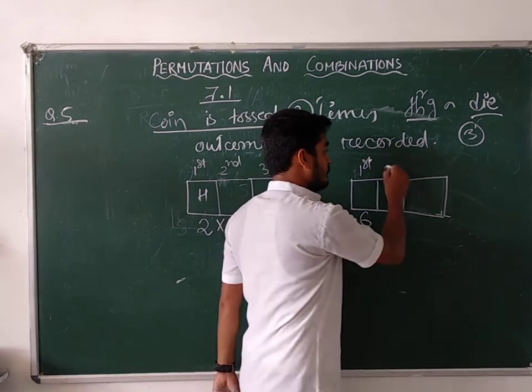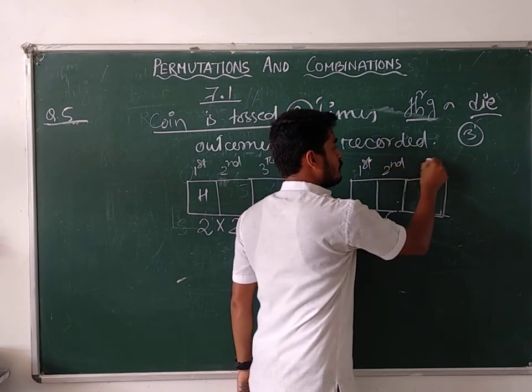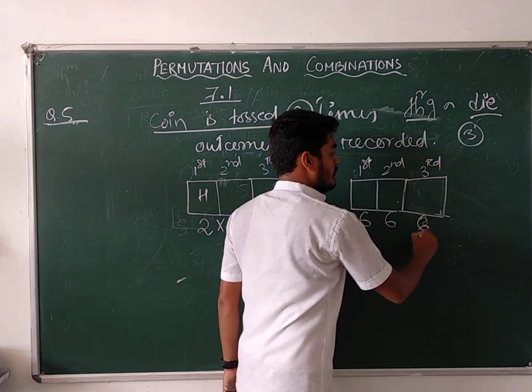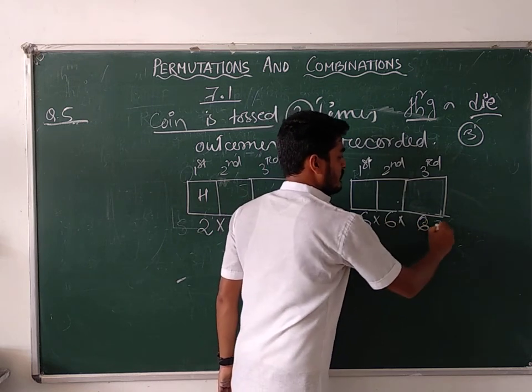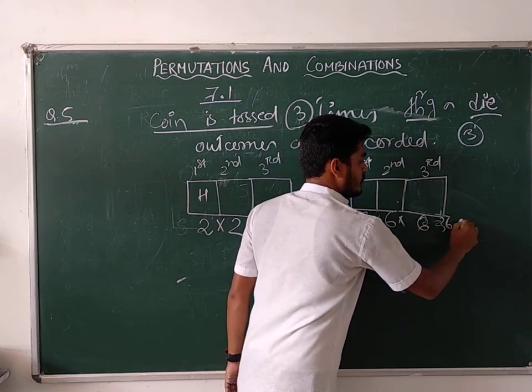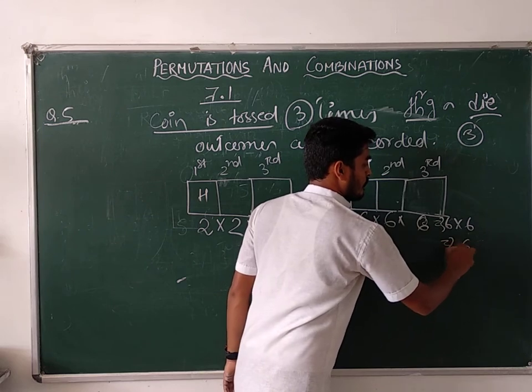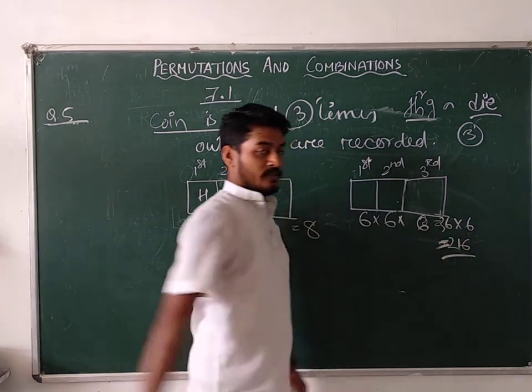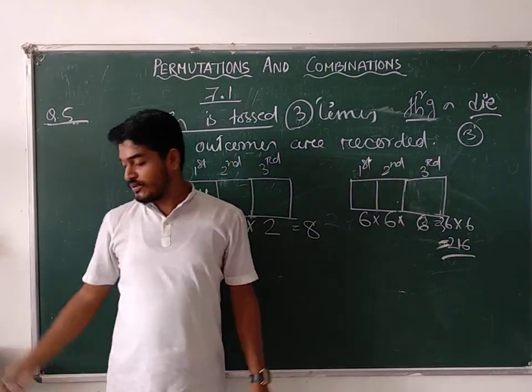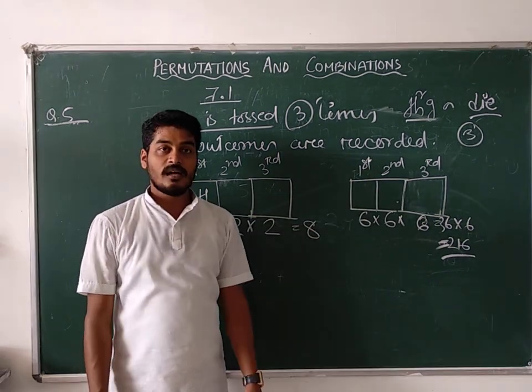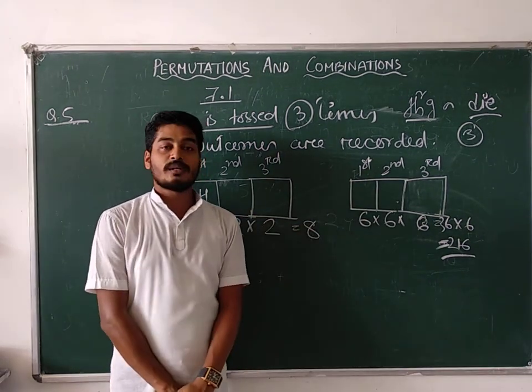In the third time, again you have to throw the die. How many possibilities will be there? 6 possibilities. So what is the answer? 36 into 6, 216 outcomes will be there. Suppose throwing a die, you are recording the outcomes, then the total number of outcomes is 216.